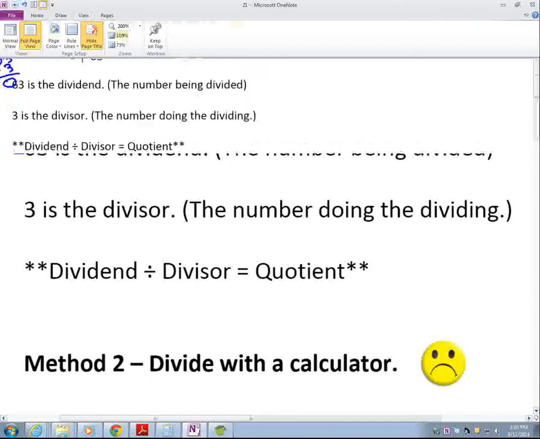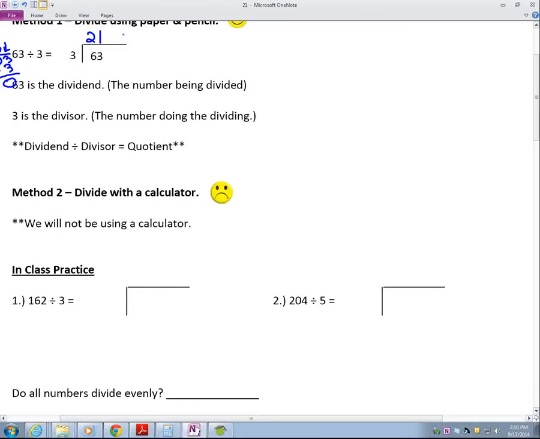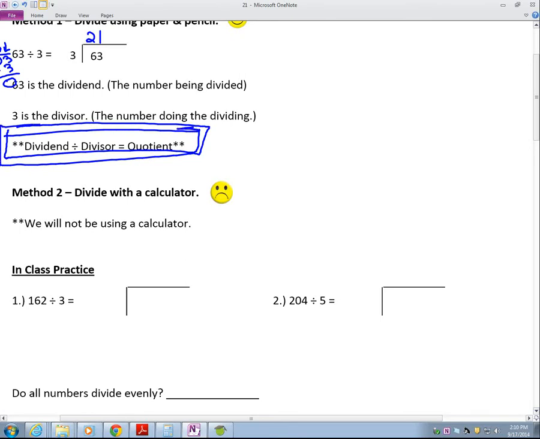Now with this, 63 is the dividend, the number being divided. The divisor is the number doing the dividing. It is this many groups. How many? 3 groups. In this situation, it is putting 63 things into 3 groups. So the dividend divided by the divisor equals the quotient. I would like you to create a box around that. That's an important thing.